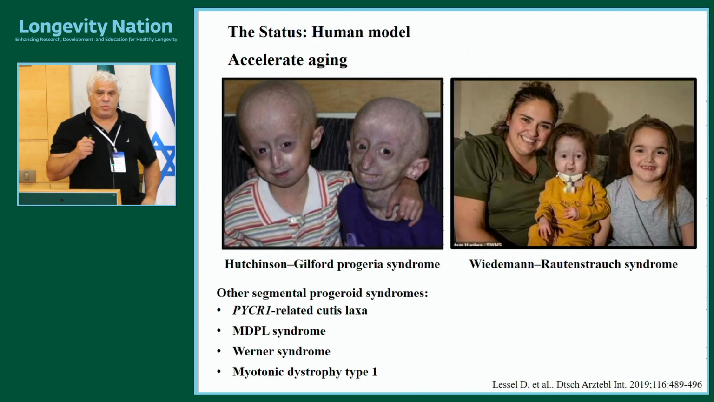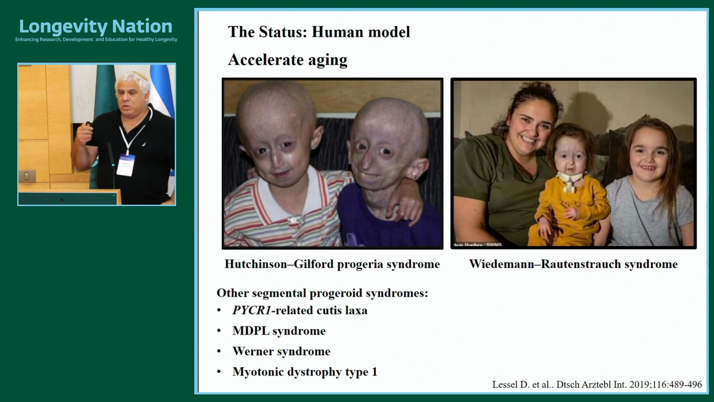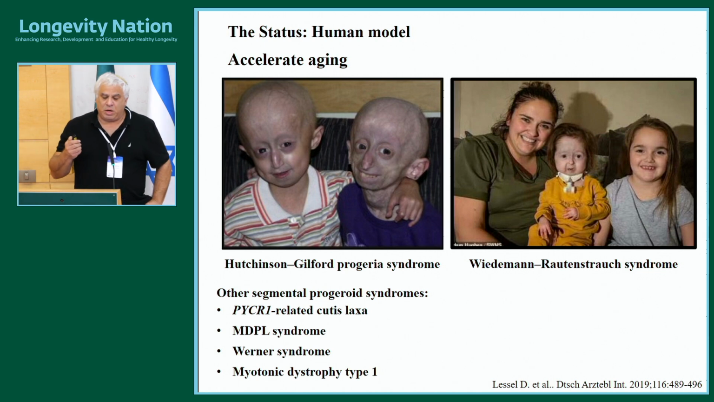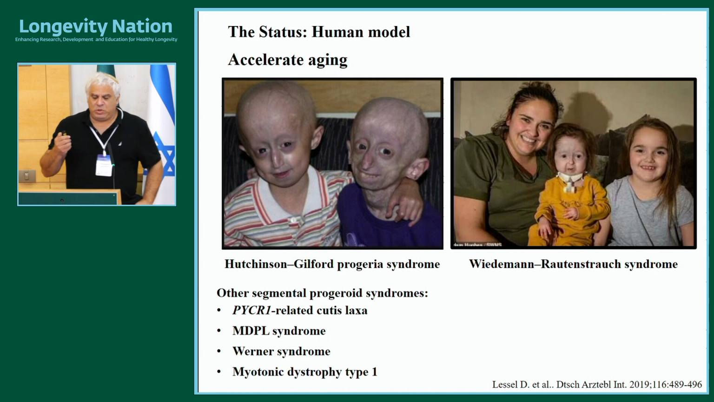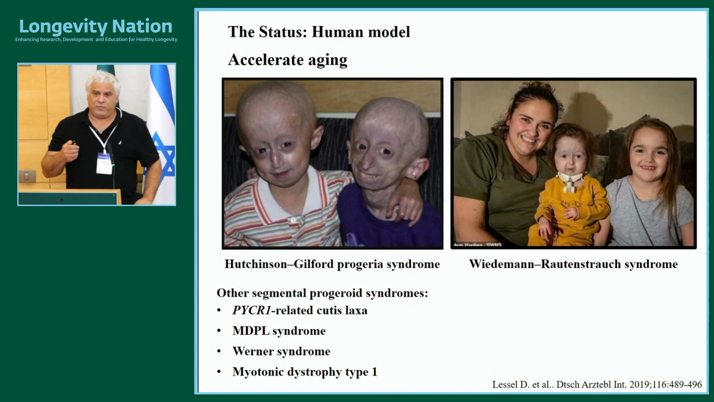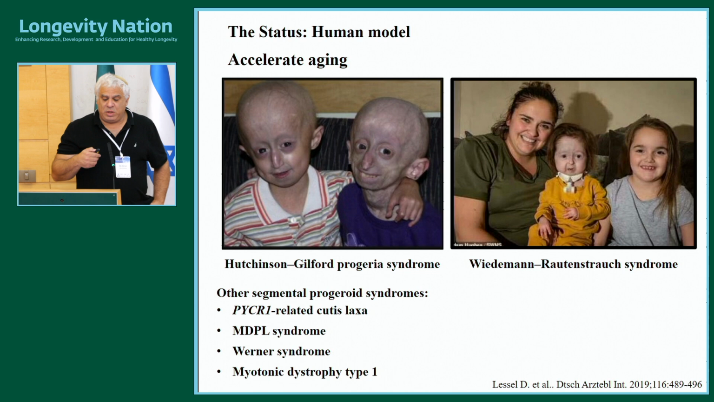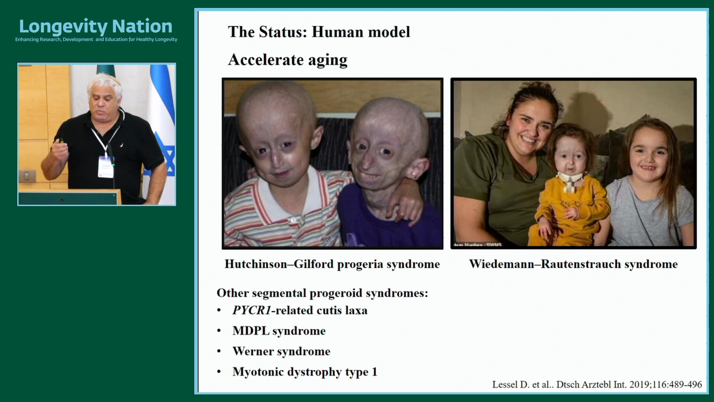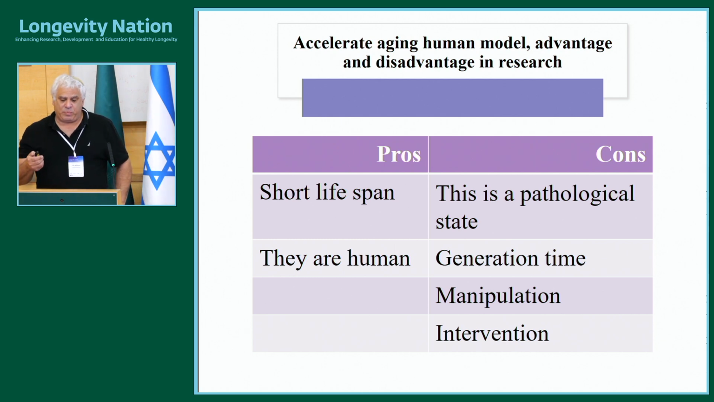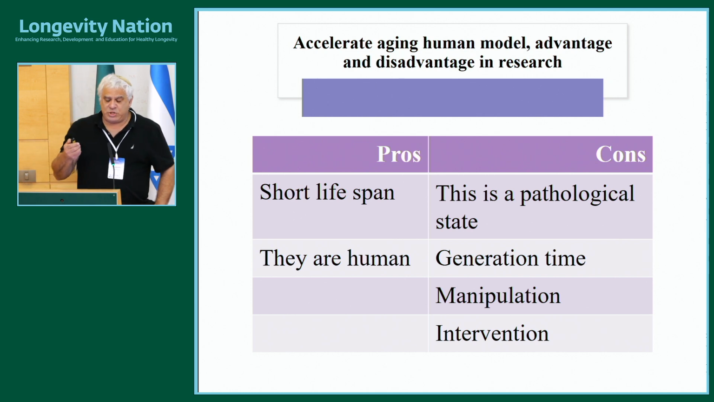So let's start with the human model. And here I'm talking about diseases of accelerated aging. The most known one is progeria. As you can see, those two boys are around 12 to 13 years old, and they're already at the end of their life. This is accelerated aging. There are other syndromes like this, Werner, and all those four that I just listed here. The problem with them is that this is a pathological state. So it's not healthy. So how can we translate what we find there to healthy aging?